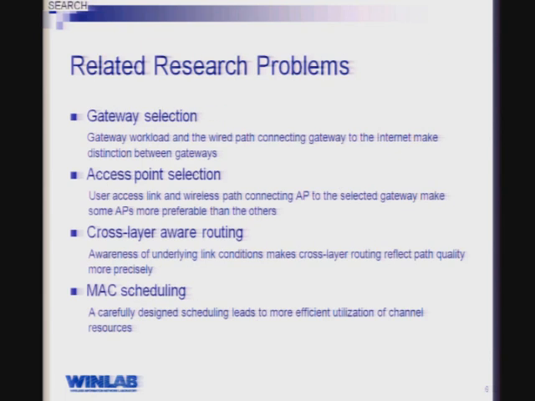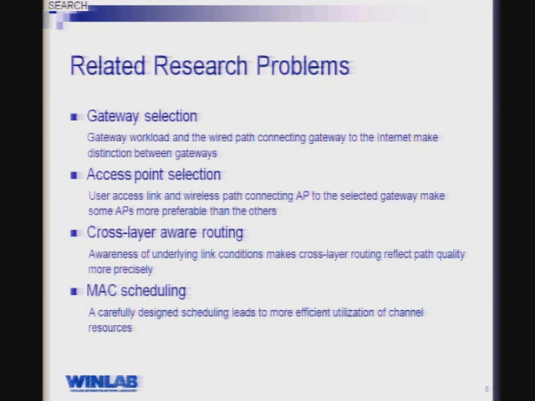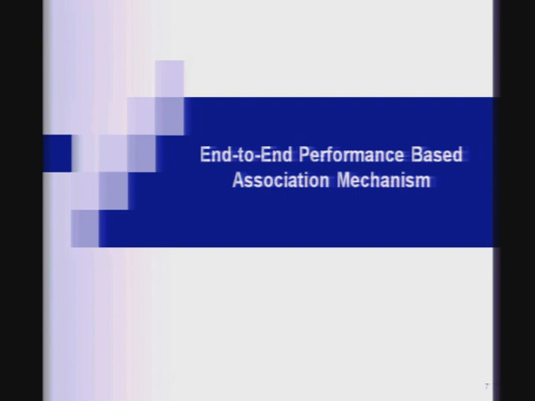The research problems most related to our work include gateway selection in the presence of multiple gateways: gateway workload and the wired path connecting the gateway to the internet make a distinction between gateways. Access point selection is also important, because the user access link and the wireless path connecting the AP to the selected gateway make some APs more preferable than others. Also cross-layer routing, because awareness of underlying link conditions makes cross-layer routing reflect path quality more precisely. And last, MAC scheduling is important because a carefully designed scheduling algorithm can lead to more efficient utilization of channel resources.